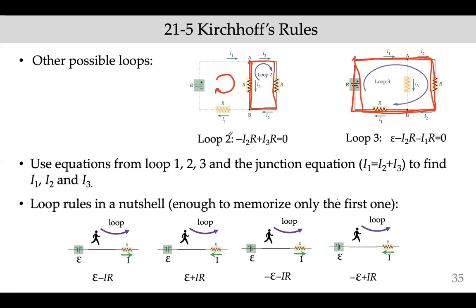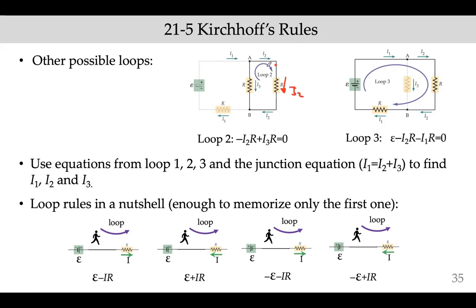So from the second loop, let's consider this loop, loop 2. Let's try to apply Kirchhoff's rules. Let's start from this point. There's this I2 coming in here in this direction. So it will go through this resistor in the down direction. So this will be I2.